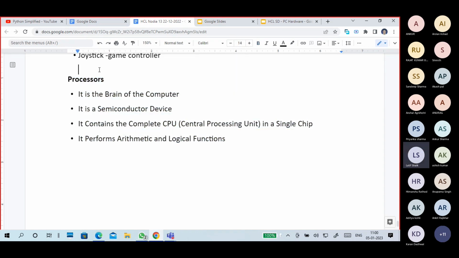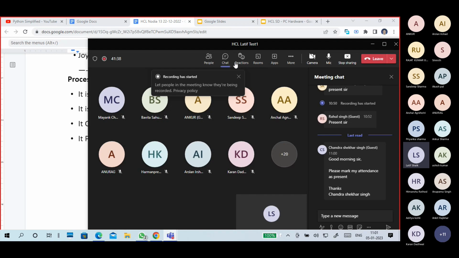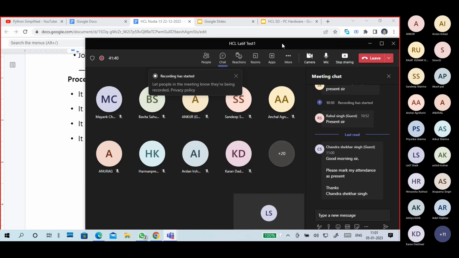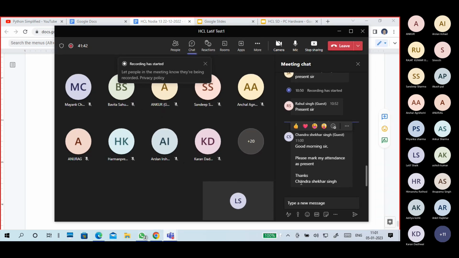So guys, next one is the processor. Processor or CPU. CPU means central processing unit. What is a CPU? Central processing unit. It is nothing but a single chip. The cabinet is not your CPU. I have given an entire presentation on this.